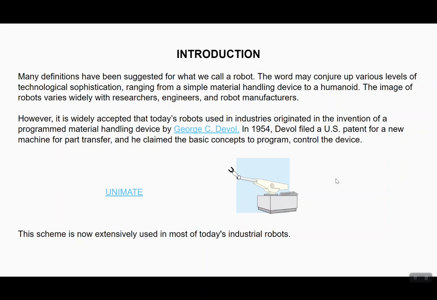Okay, and you can click on this link Unimate in order to read the relevant associated details. Such a device could only be envisioned once we had computers and related technologies. This scheme is now extensively used in most of today's industrial robots, which we just saw in our YouTube videos. It's basically a robotic arm. Okay, let's carry on.